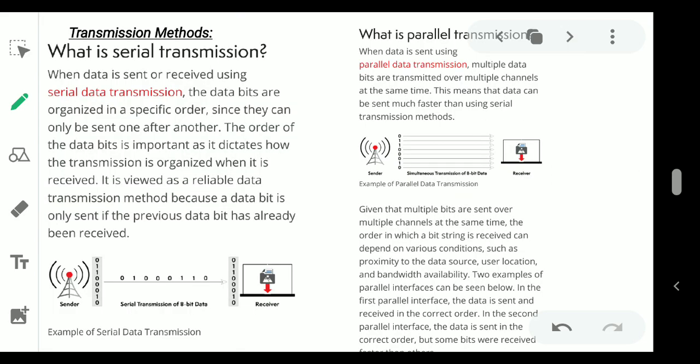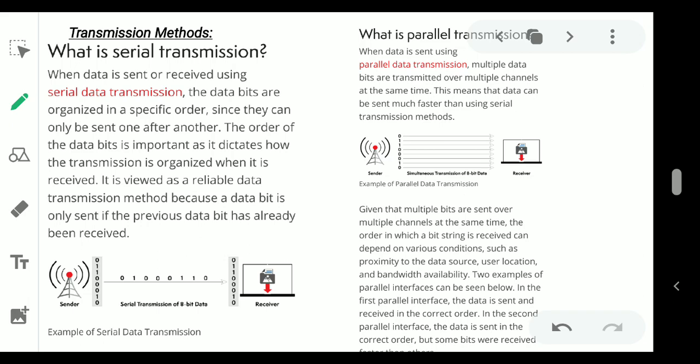Now coming to the different transmission methods. Okay, previously we learned about the transmission modes, half duplex, full duplex, simplex. Don't get confused over these two terms. Okay, there is also a transmission, here is also one transmission method. Okay, so that one is actually the communication mode, okay, and this one is the transmission method.